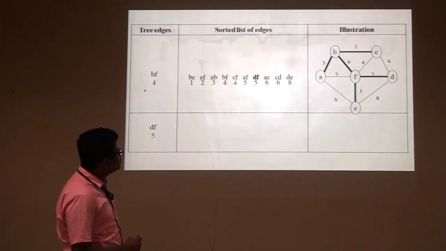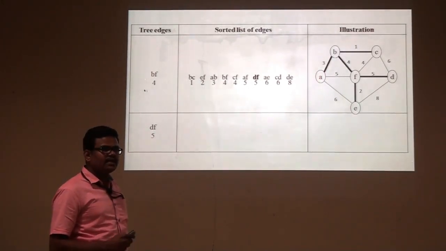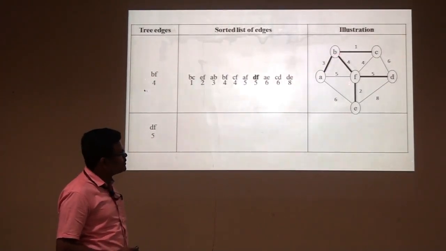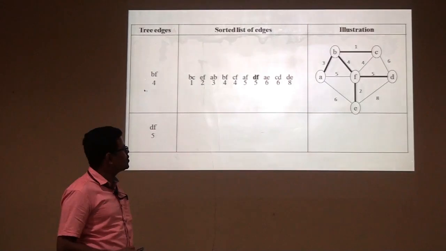So we are moving to the next edge, A to F. When we are connecting A to F, that also forms a cycle. A to B is connected already, and B to F is connected already. If we connect A to F, it will form a cycle, so we skip this edge also.